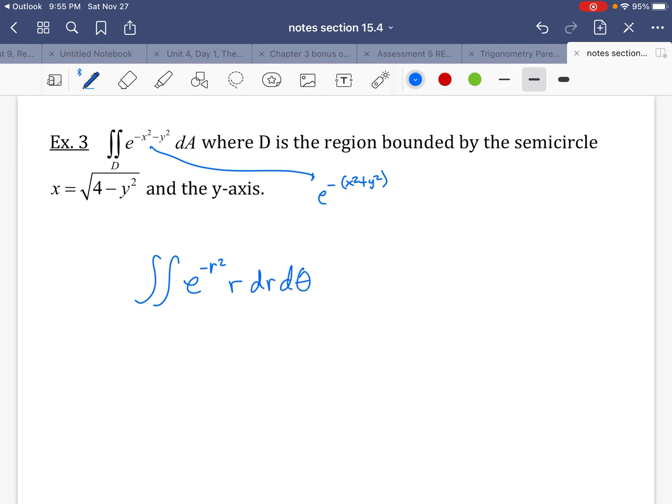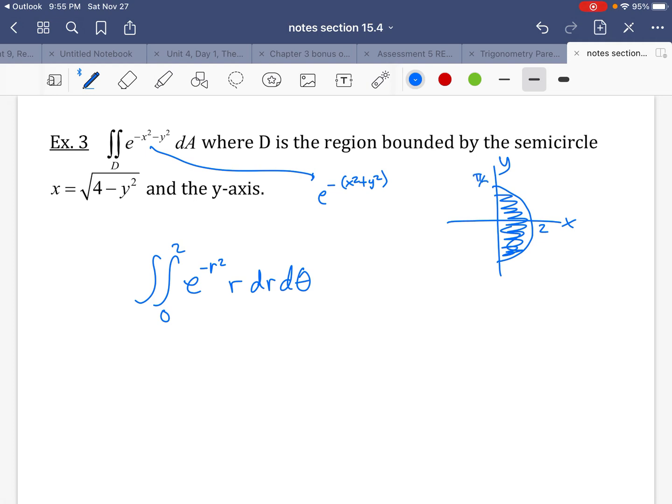So let's figure out our boundaries. It's bounded by this semicircle and the y-axis. All right, x and y. So that's solved for positive x. That means our semicircle is here, and the radius is 2. So this is where I'm trying to stay, in this little area right there. You can tell I'm going from circle 0 to 2, but my angle.